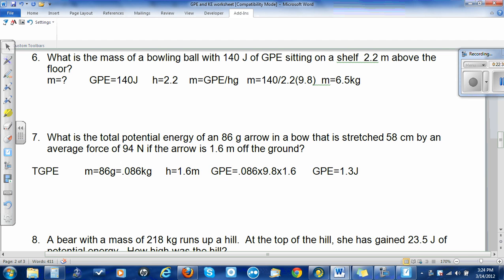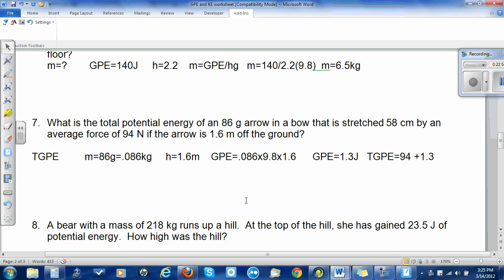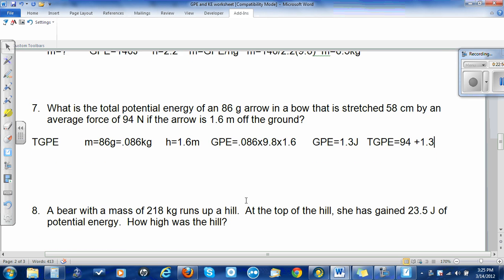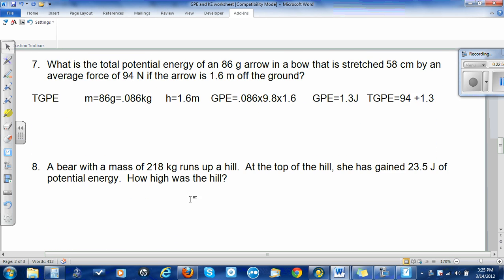And then I'm thinking here, this problem is a little bit different, that after that, the total GPE equals that 94 plus the 1.3. Okay? Alright. That problem, don't worry, you're not going to see one like that on your test.